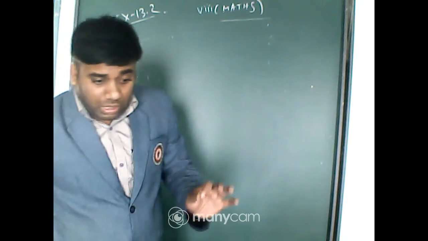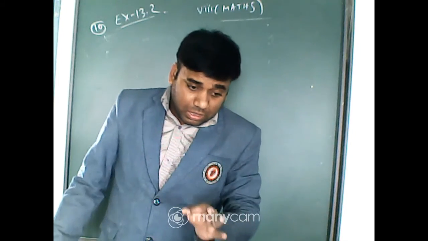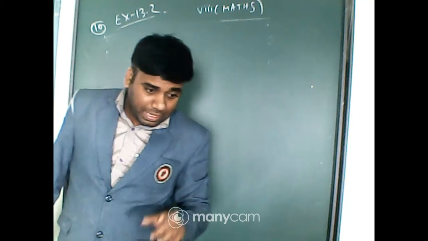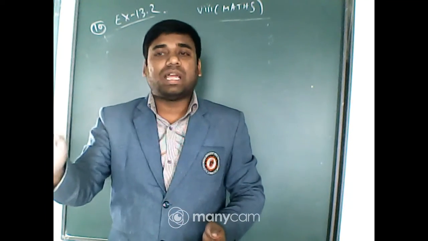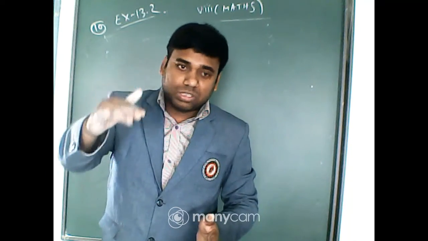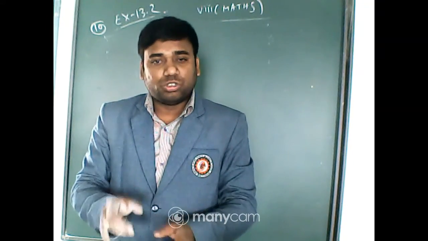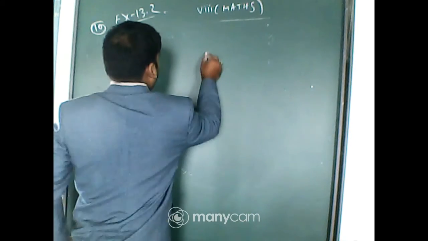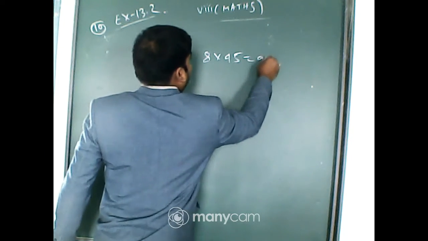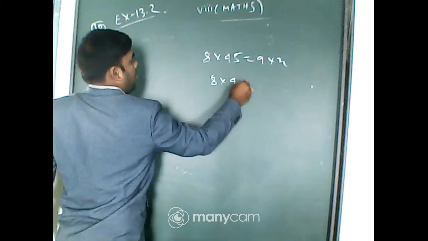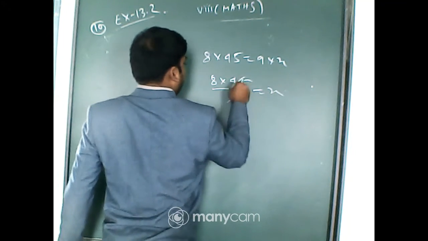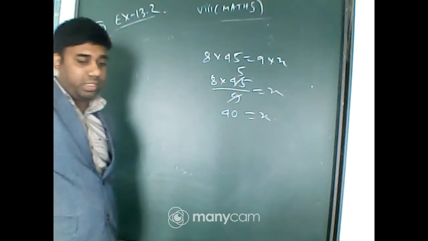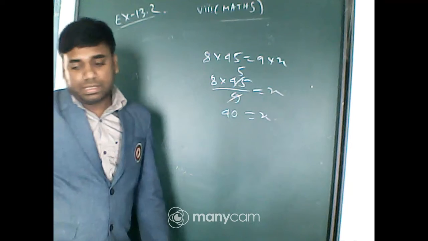Make the table: number of periods and duration of periods. Number of periods is 8 and 45 minutes. Then if you want to take 9 periods, how much time will it take? If you increase the number of periods, the duration of the period must decrease. So that is inverse proportion. In short you can write 8 into 45 equal to 9 into x. So 8 into 45 by 9 equal to x, so 40. So 40 minutes are needed.